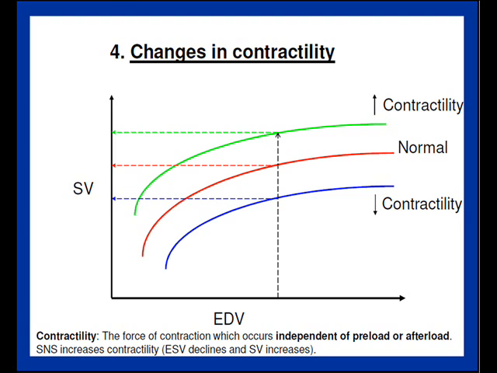So if we increase force of contraction of the heart or contractility, we're going to increase stroke volume. If we decrease contractility or the force of contraction of the heart, the left ventricles, right ventricles, we're going to decrease stroke volume. The amount of blood expelled from the heart will decrease. That makes sense?